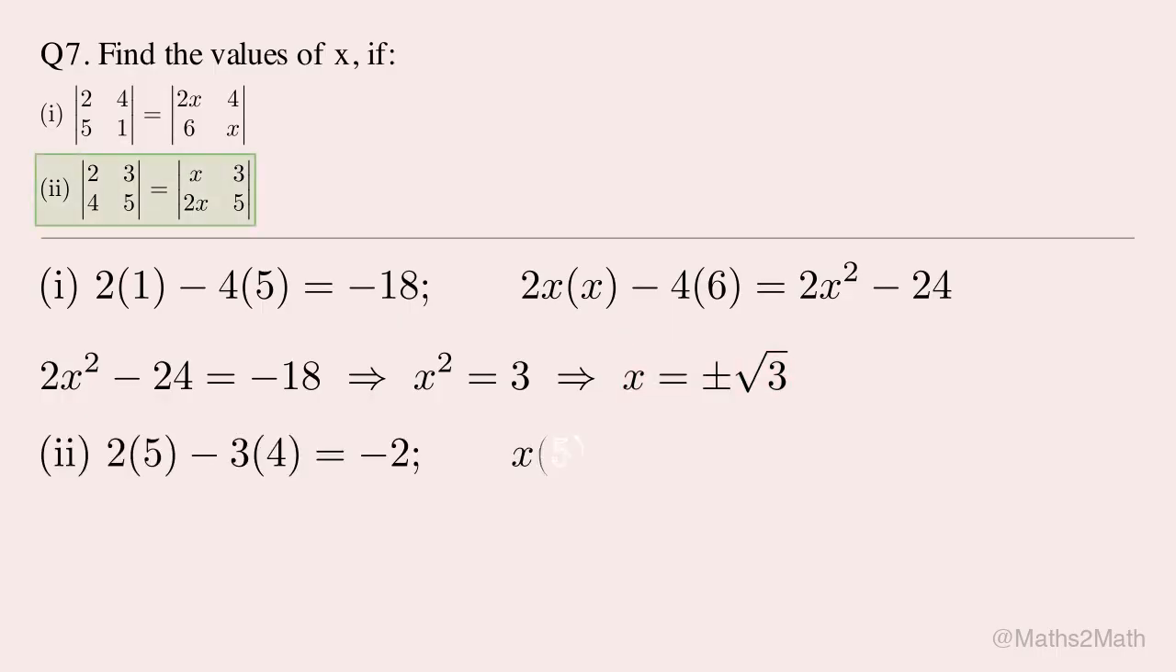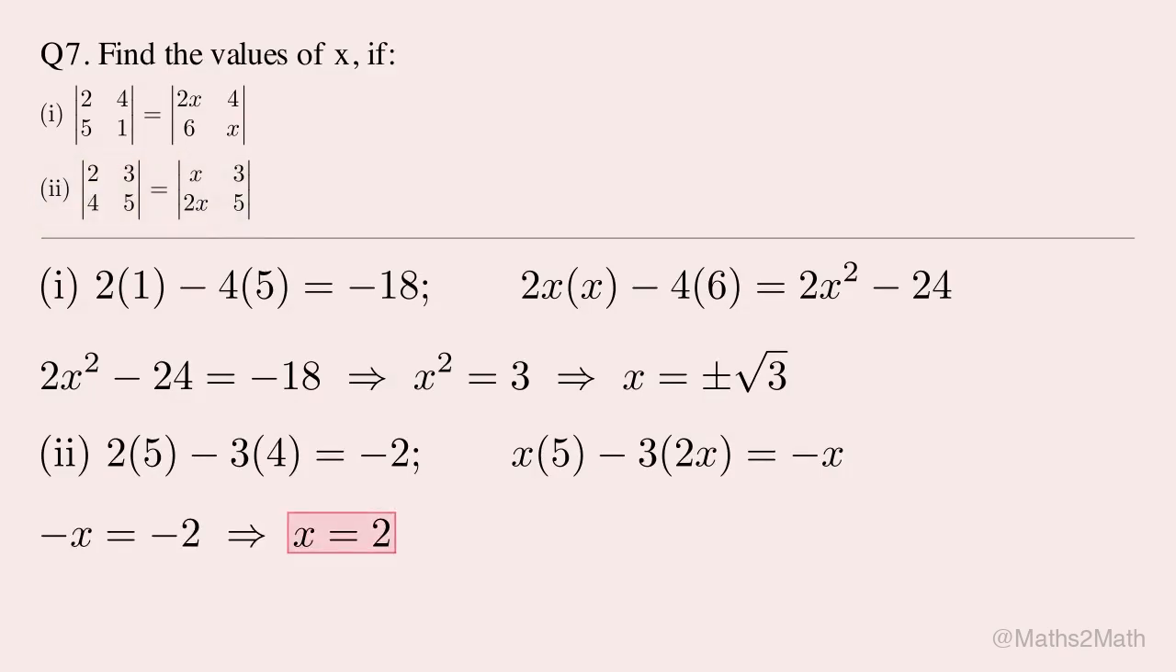Part 2 left side, 10 minus 12 is minus 2. Right side, 5x minus 6x is minus x. So minus x equals minus 2, x is 2.